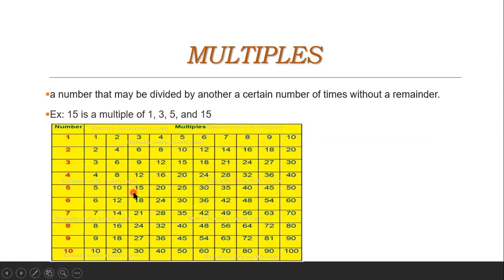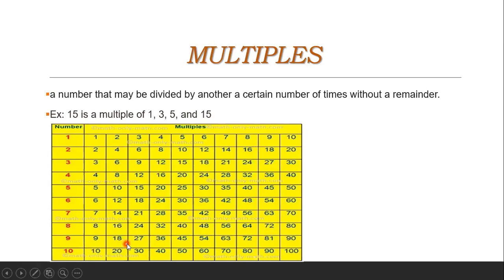For 5: 5, 10, 15, 20, 25, 30, 35, 40, 45, 50. Then for 6: 6, 12, 18, 24, 30, 36, 42, 48, 54, 60. For 7: 7, 14, 21, 28, 35, 42, 49, 56, 63, 70. For 8: 8, 16, 24, 32, 40, 48, 56, 64, 72, 80.